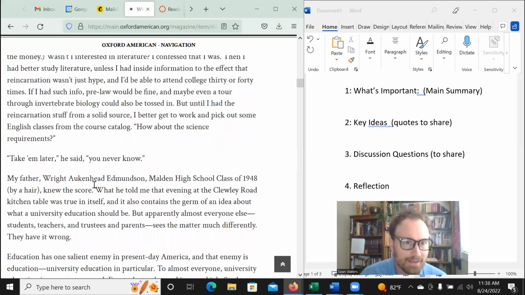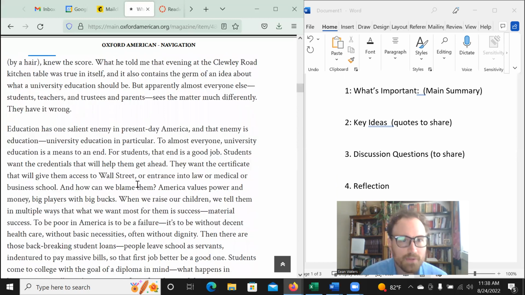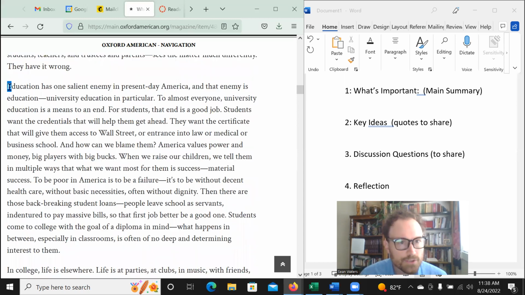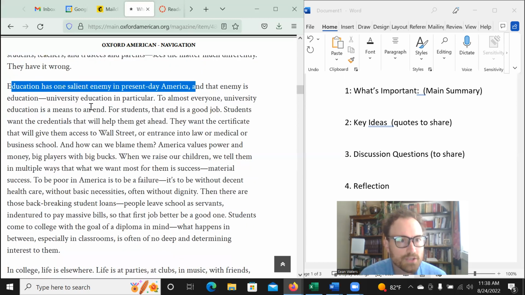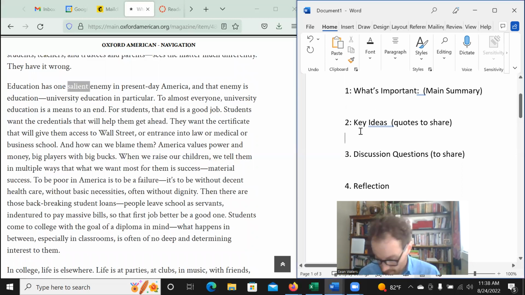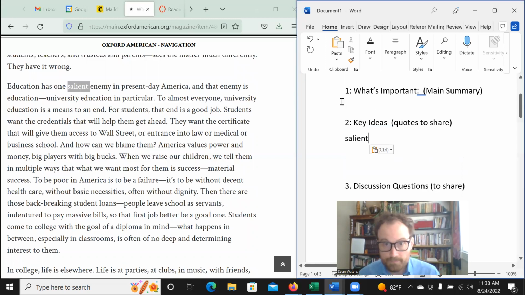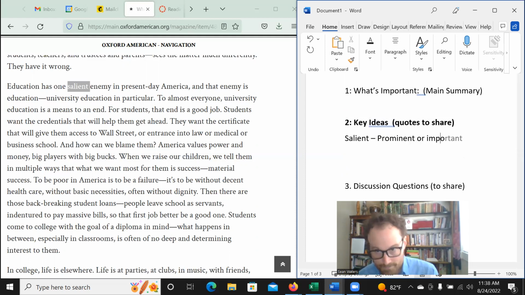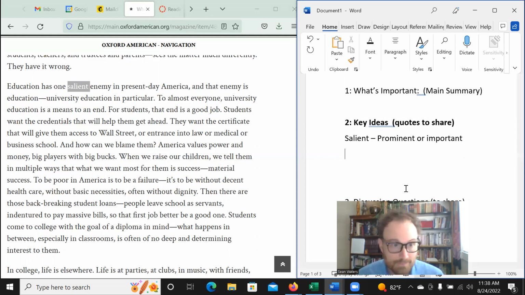Okay, so now I'm getting, talk to him later, more about his father. Now we get the shift from his story. Education has one salient... I don't know what that word means, so I'm going to put that in the key ideas section. I'll look that up and I'm going to find that it means prominent or important. Important word, rhetorical theory also.